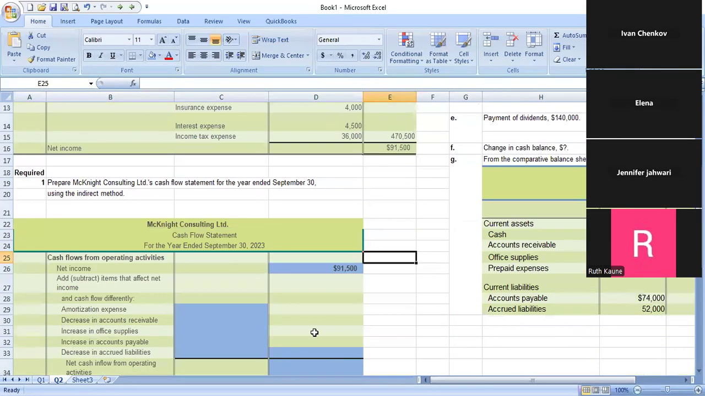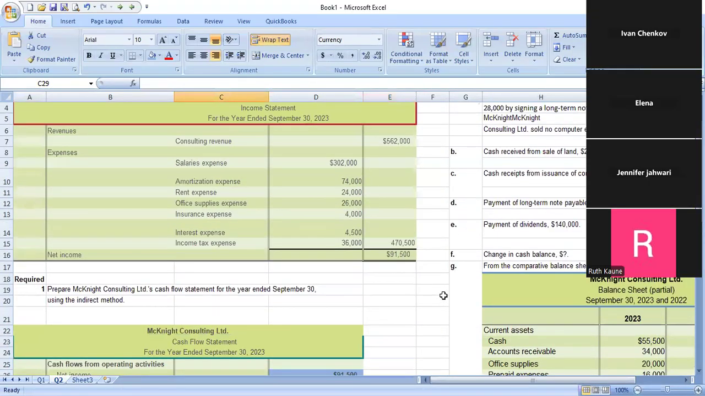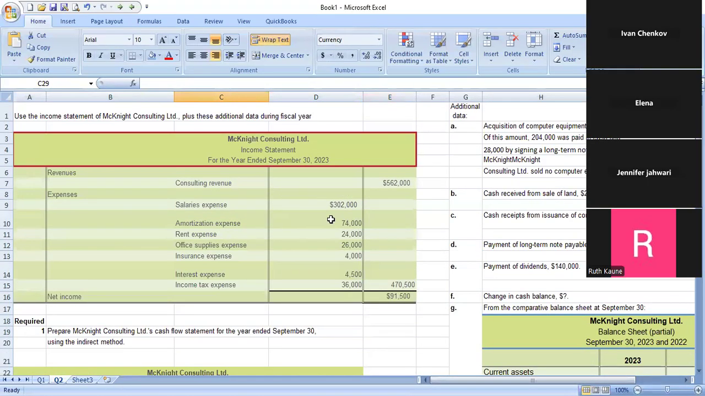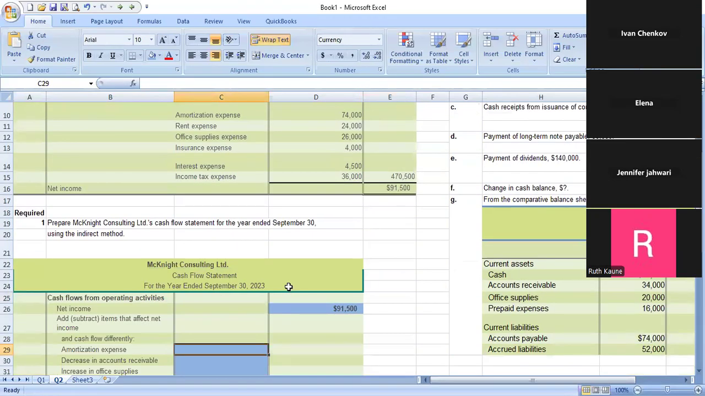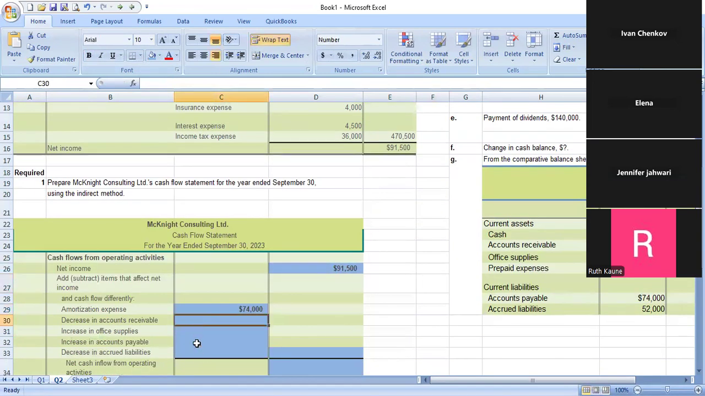So the next thing, just follow the format. Amortization expense. From where am I going to get the amortization expense? Obviously from the income statement. So what I have to do is equal to 74,000, boom, amortization expense done. And the next one, you're going to start. They even give you, is it a decrease in accounts receivable? Is it an increase? You don't even have to think about those things.